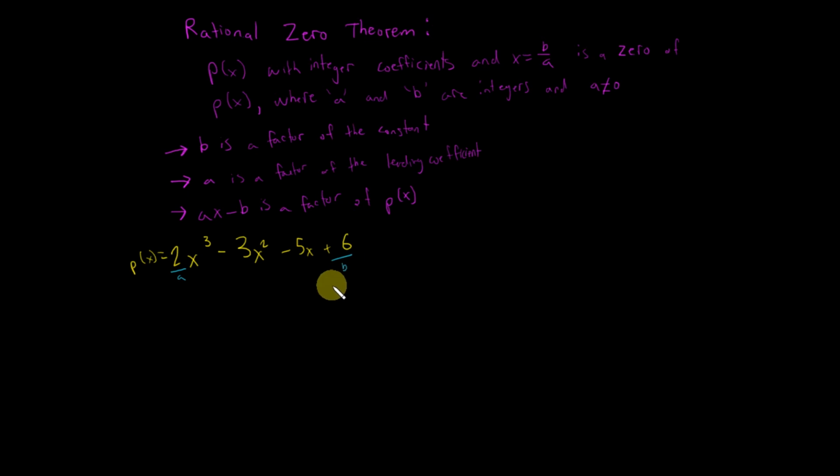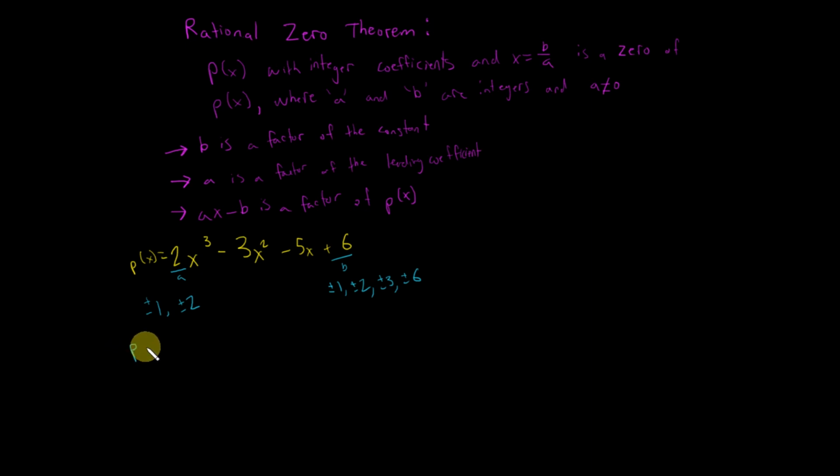So what I'm going to do is list all of my different factors. I've got positive and negative 1, positive and negative 2, and then positive and negative 3, and finally 6. These are all of my different factors for a and b. So instead of just easily testing random values, this time there are so many different combinations. There's a ton of them.